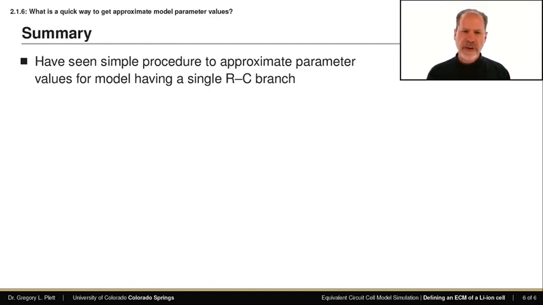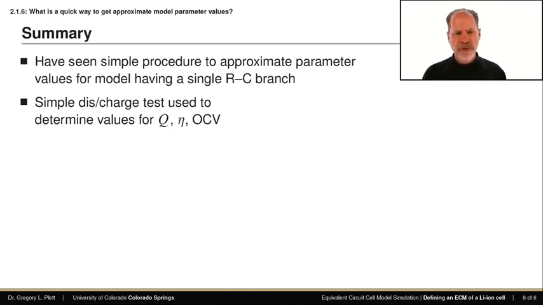So to summarize, you've seen a very simple procedure for approximating the parameter values of a model having a single resistor capacitor branch. In our laboratory, we used a calibrated current source to do the 5 amperes, but you don't even really need to do that. You simply need to put your battery cell under a load, maybe just a standard resistor connected to it, but also have an ammeter measuring what the current is through that load, and then have a data recorder that can measure the voltages of the cell versus time. So for a very, very inexpensive setup, you can find these parameter values.